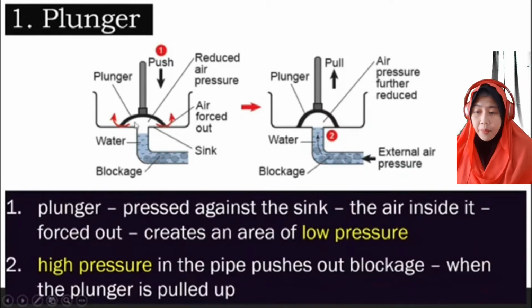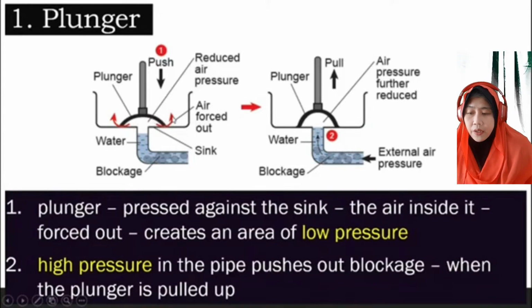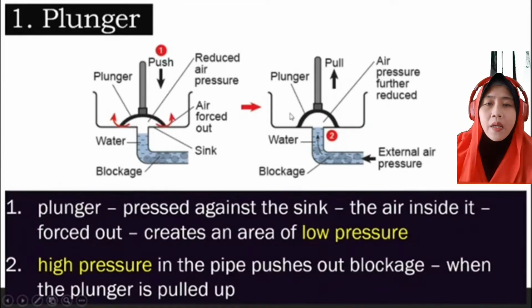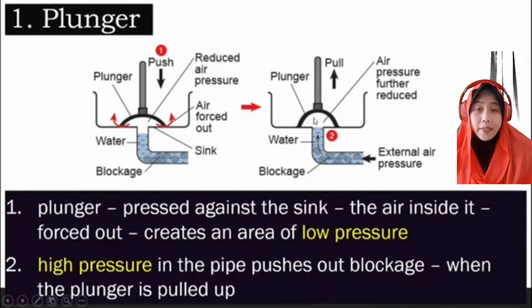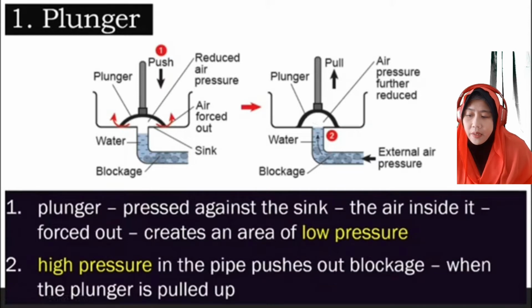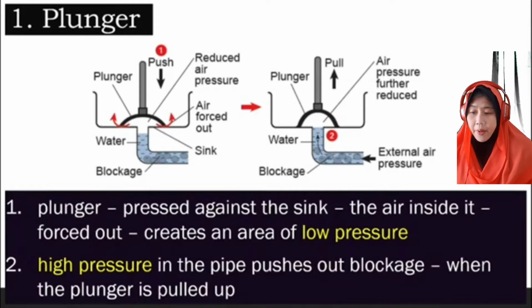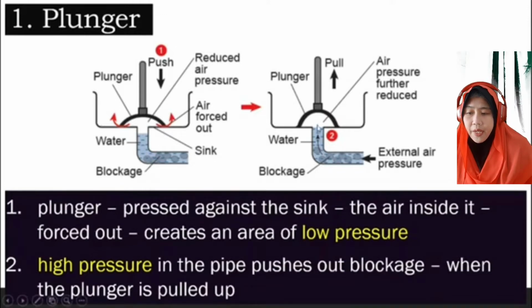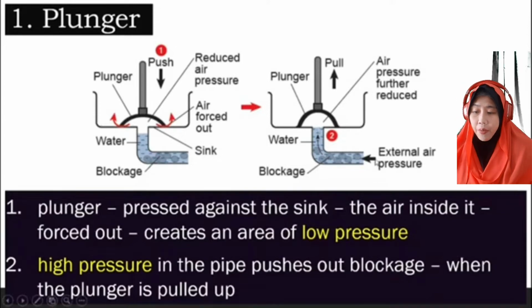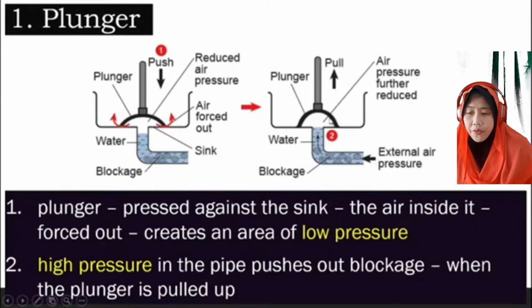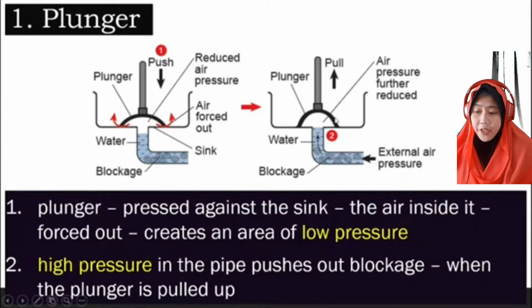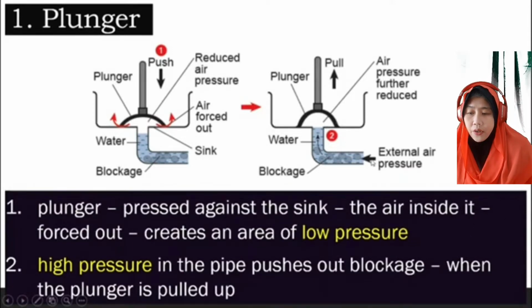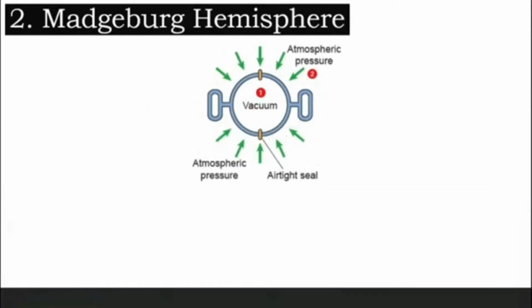And then at label 2, as you pull up, the space inside there will become bigger. So when the space is bigger, what happened? The air pressure will be reduced. Now let's look at where is the higher air pressure. The external air pressure there. When the air pressure inside the plunger is low, the atmospheric pressure inside the pipe will be higher. So teacher repeat, the high pressure in the pipe will push out the blockage when the plunger is pulled up. So this is how it works.